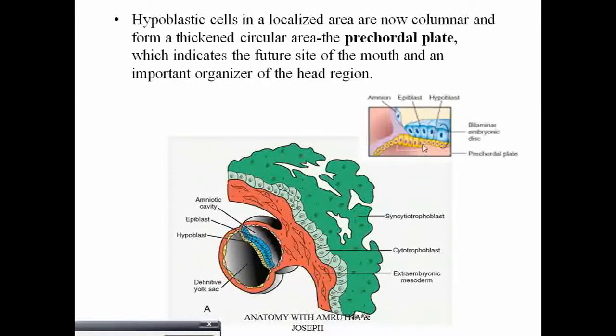So this denotes the cranial end of the embryo. For example, if the prechordal plate is appearing here, we can say that this is the cranial end. If it is appearing here, we can say that this is the cranial end, which indicates the future mouth and an important organizer of the head region.